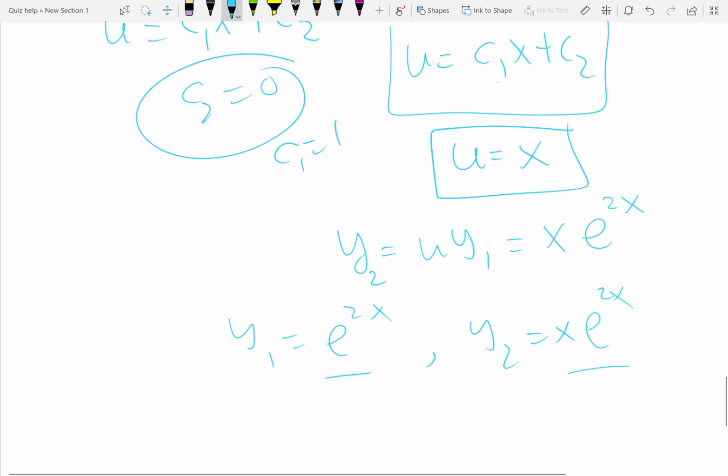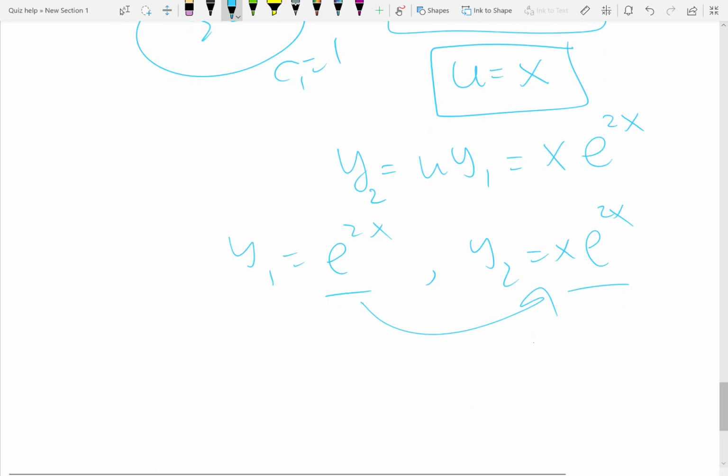These two are linearly independent. They look similar, I know, but wait a minute. e to the 2x and x times e to the 2x are linearly independent. They look the same, but see, e to the 2x is multiplied by x, and x is not a constant. If one function is a constant multiple of another, then they are linearly dependent. But these two functions are not constant multiples of each other, so they are independent. It's not a linear relationship.